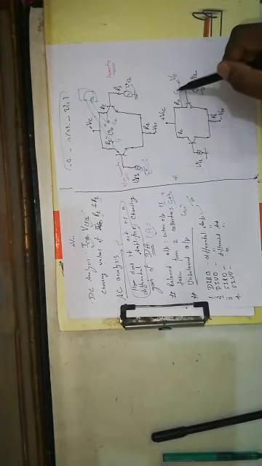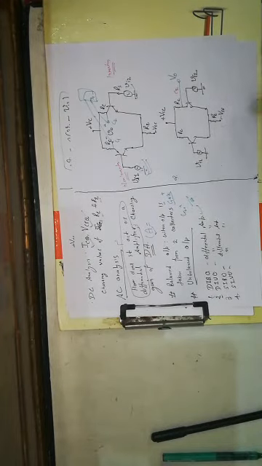Second is dual input unbalanced output. In this kind of configuration, we have both the inputs present and output is taken from the collector C2 with respect to ground.